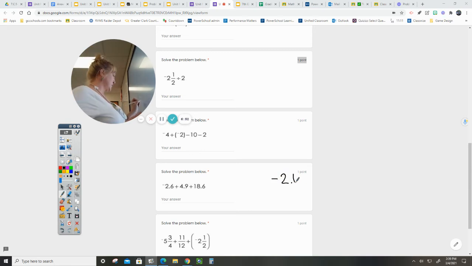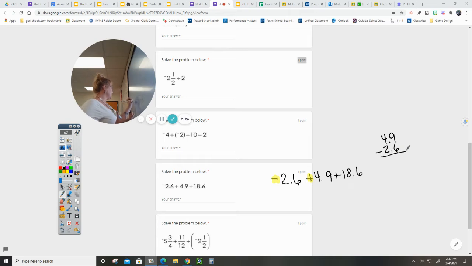So -2.6 plus 4.9 plus 18.6. I'm going to tell you that I can't do it that way. So I'm going to have to take these two, they are different. So I have a negative and a positive. So I know I have to subtract them and then think about which one is going to keep the sign. So 4.9 minus 2.6 is 2.3.